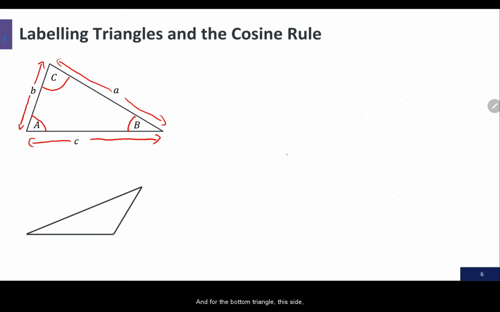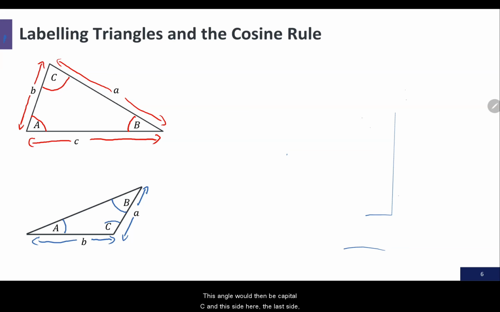For the bottom triangle, this side I have called lowercase a. The opposite angle I have called capital A. I've called this side b, and the opposite angle is capital B. This angle would then be capital C, and this last side is lowercase c.